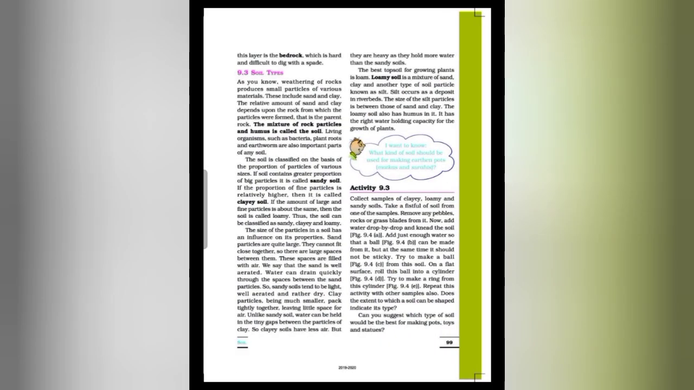Try to make a ring from the cylinder that is given in figure 9.4e. Repeat this activity with other samples also. Does the extent to which a soil can be shaped indicate its type? Can you suggest which type of soil would be the best for making pots, toys and statues?